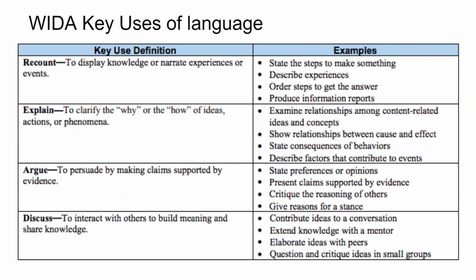WIDA has identified the common uses of language across all of the academic content areas. This chart shows an example of the communicative functions for a task, along with examples of tasks that students might do. For example, if we look at explain, this really means that we want students to clarify the why or the how of ideas, actions, or phenomena. They might do this by examining relationships among content-related ideas and concepts. They might also show a cause and effect relationship, like the paragraph about hurricanes did. Or they might show the consequences of behaviors. For example, if we continue to cut down forests, carbon dioxide levels will increase.